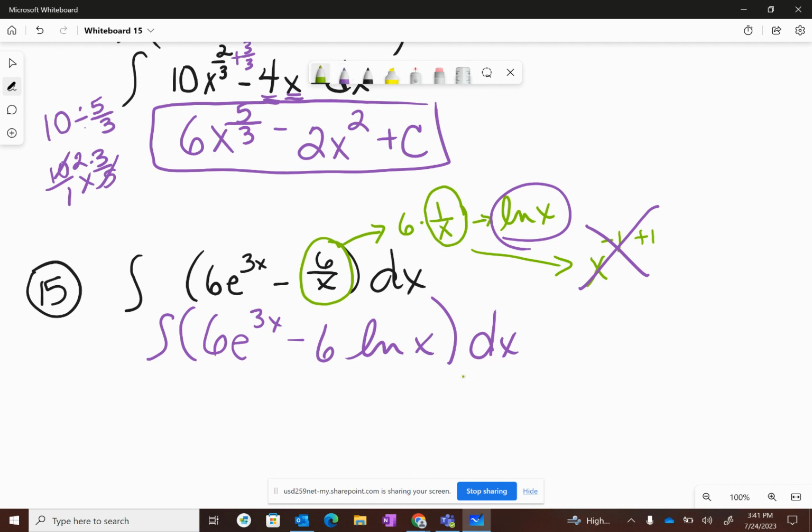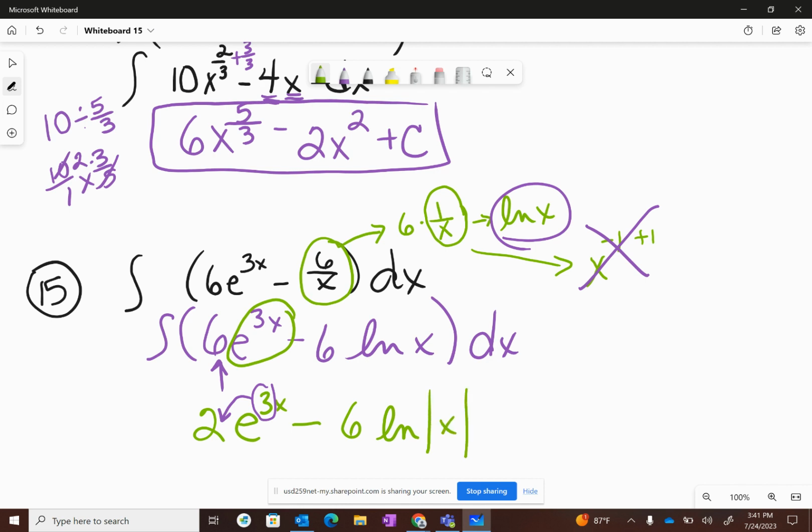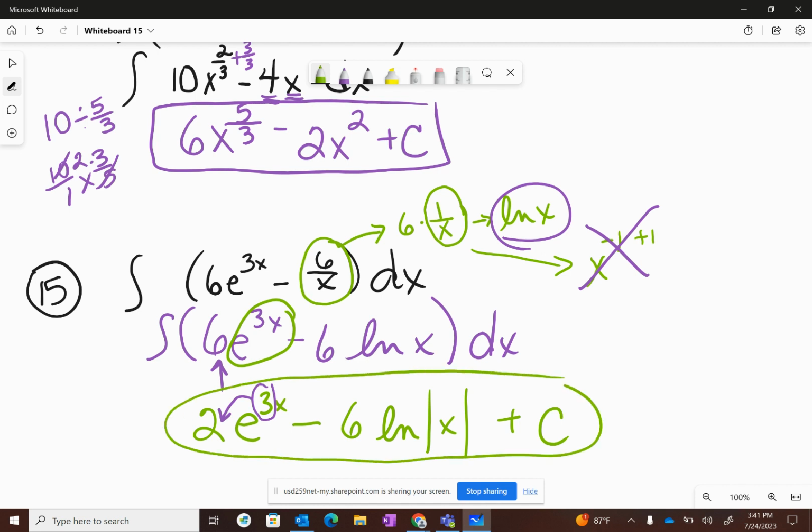So anything that has the e, this part stays the same, whether you're going forwards or backwards. The only thing I need to do is, since there is an exponent right here, I need to think about 3 times what equals 6. So that tells me I'm going to put a 2 in front of it, minus. This is all going to stay the same. The only thing we add is the absolute value of x, because we don't know what that is, and ln's are the same on positive or negative. And then we add the c to our answer, just like we did in our other ones.